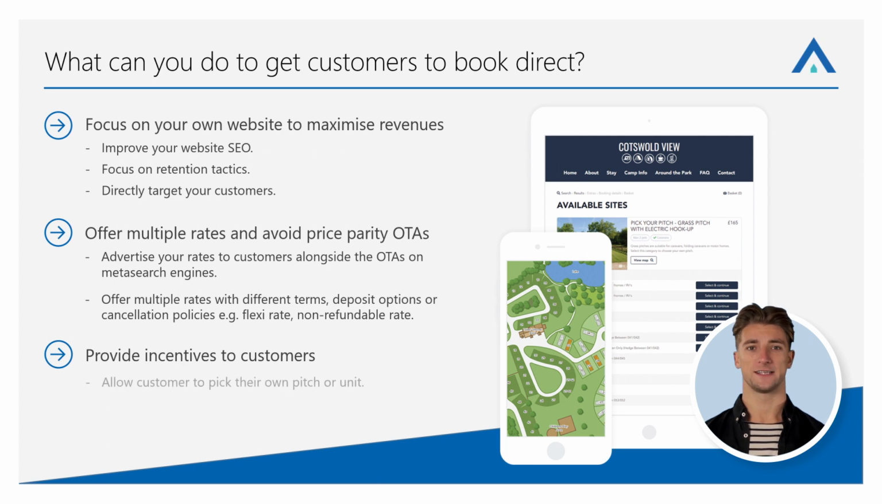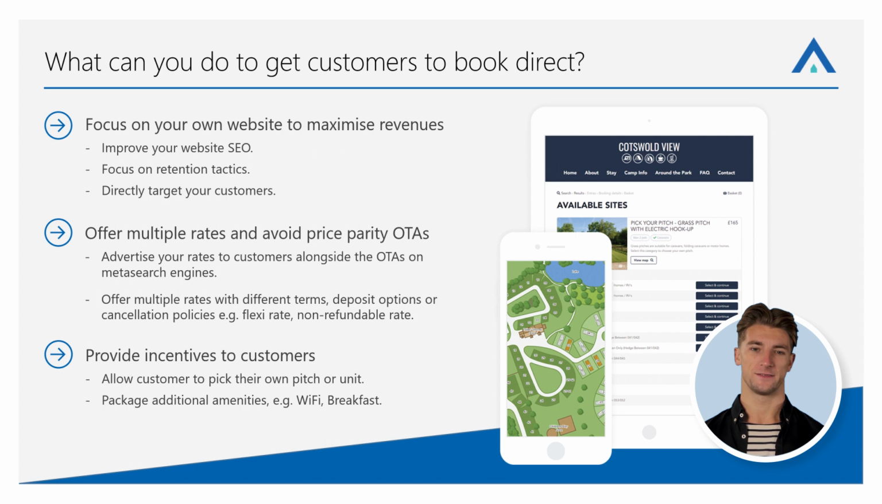Finally, provide other additional benefits or incentives to customers that can't be offered by OTAs, such as offering guests the ability to pick their own pitch or unit when booking direct, or packaging additional amenities such as complimentary Wi-Fi or breakfast. In many cases, your rates aren't lower than the OTAs, but the perceived value to the guest is visibly higher. Many clients often retain exclusive accommodation or pitch types for their own website. For instance, give some of your standard pitches to Pitchup, but keep your serviced or premium pitches for direct bookings.